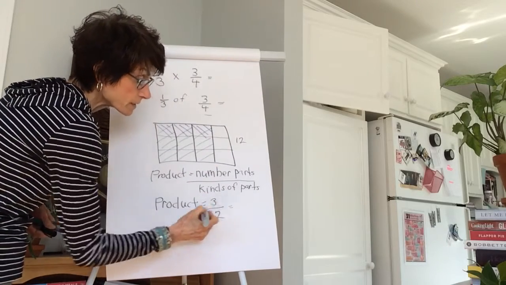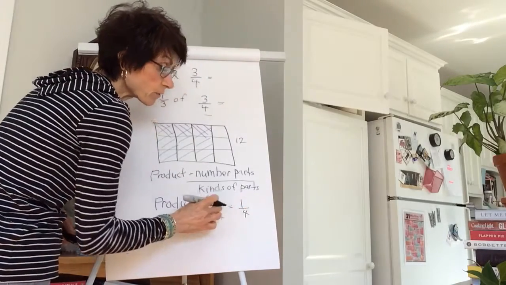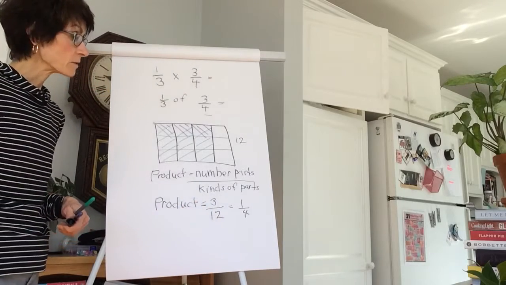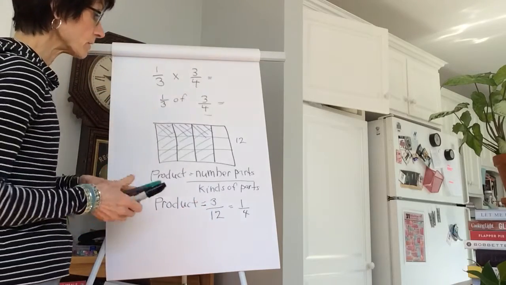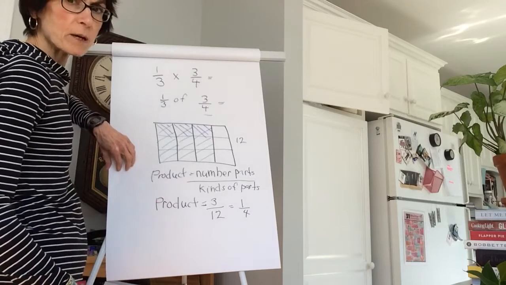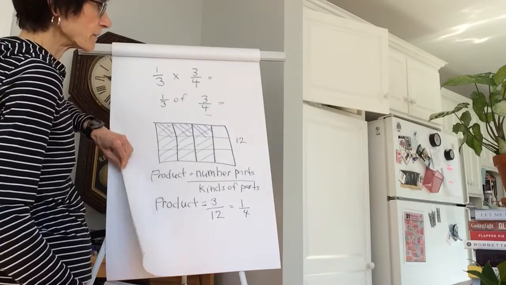Now we could simplify that and say that that was 1/4, but 3 over 12 is still the correct answer as well. All right? So that's how we do area model with fractions. Let's try another one. Why don't you stop the video now and go get yourself a piece of paper and a pencil, and you can do it along with me.